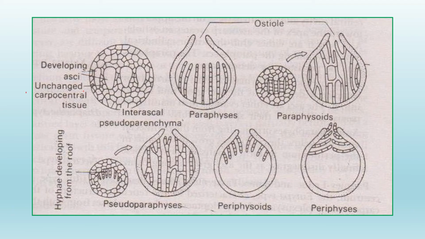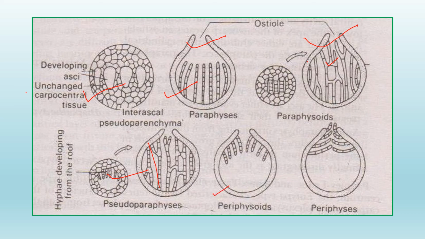First one is the interascal pseudoparenchyma, where asci are scattered in the tissue, and paraphyses which are intermingled with the asci help in liberation of the ascospores. These are provided with the structure ostiole, and paraphysoids are also having the ostiole structure. They arrange at the tip of the asci and connect top to bottom. They intermingle with the asci, but these are less septate, whereas pseudoparaphyses are heavily septate. They arise at the top, but they spread up to the bottom, connecting top to bottom and forming a network between the asci.